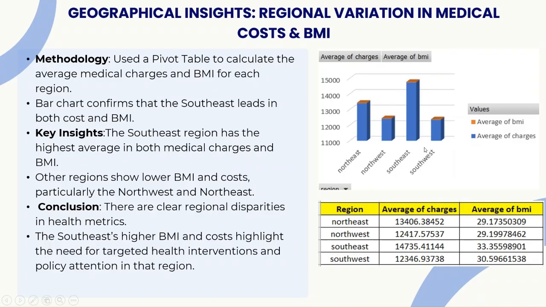The bar chart clearly displays the southeast as an outlier in both metrics, making the pattern visibly intuitive too. And the conclusion is that the southeast region faces the highest healthcare cost and BMI level, potentially due to lifestyle or access-to-care differences. This insight is valuable for public health interventions, insurance pricing, and regional wellness programs, as you can see.